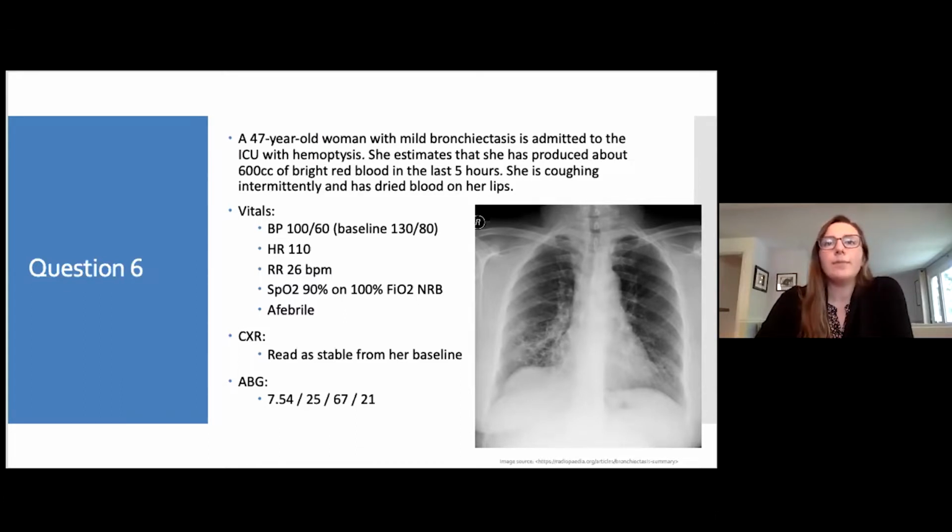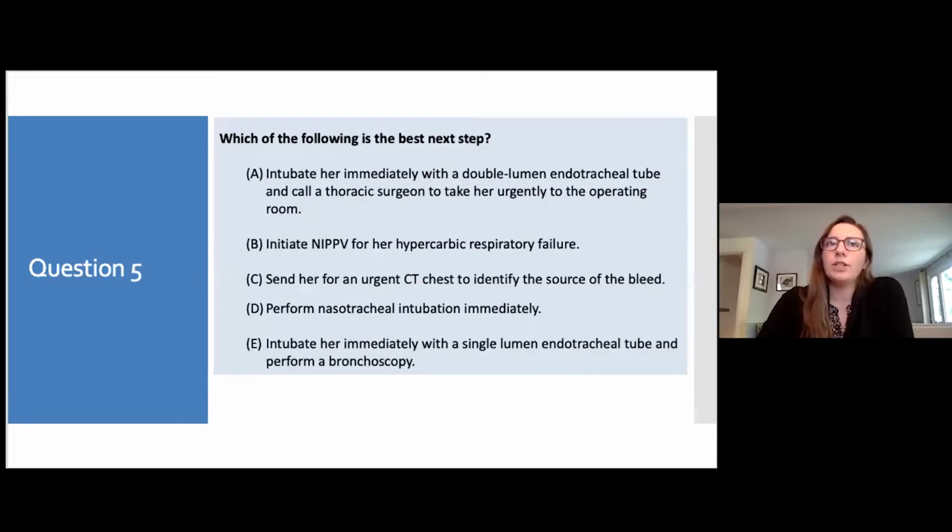She's afebrile. Her chest x-ray, which is here on the right, is read as stable compared to her baseline. And her ABG shows 7.54, 25, 67, 21. The question is, which of the following is the best next step? Should you, A, intubate her immediately with a double lumen endotracheal tube and call a thoracic surgeon to take her urgently to the operating room?